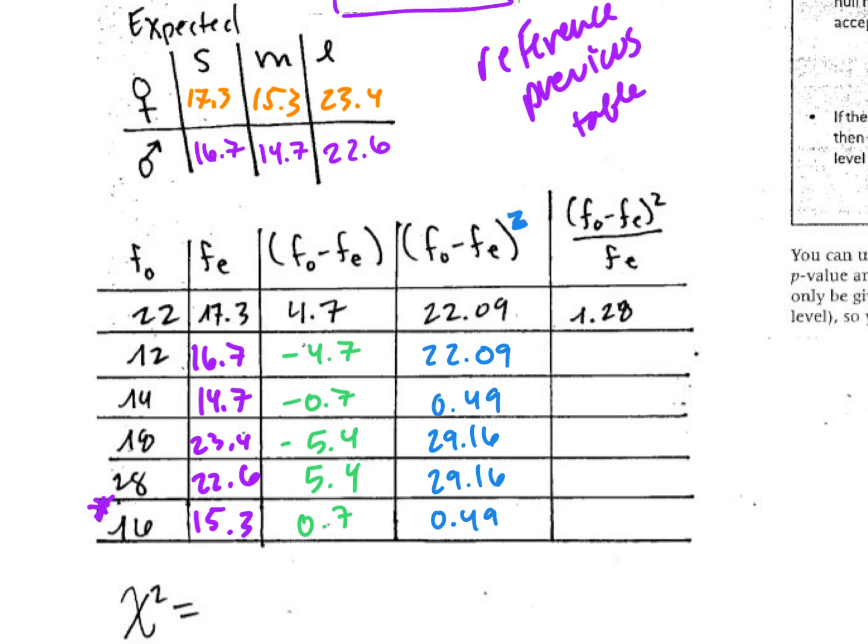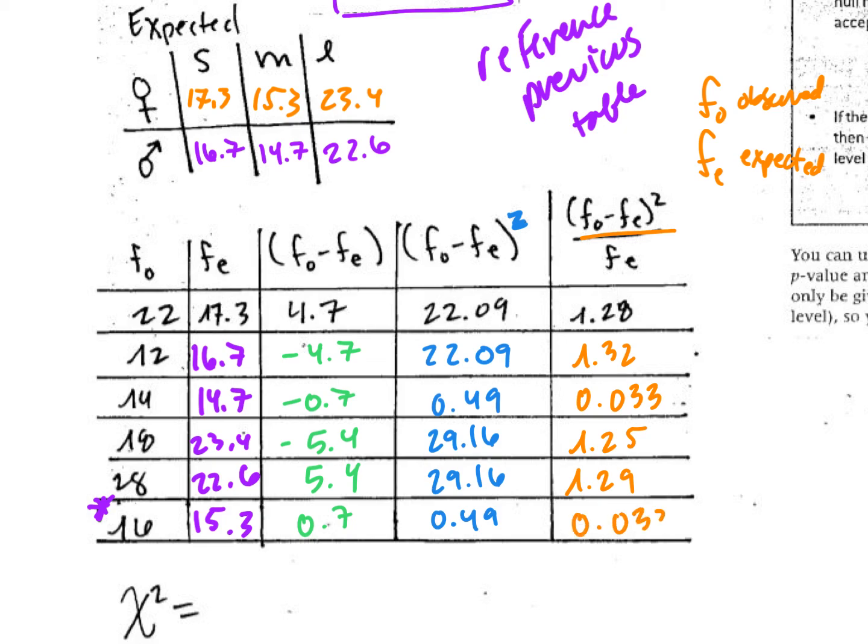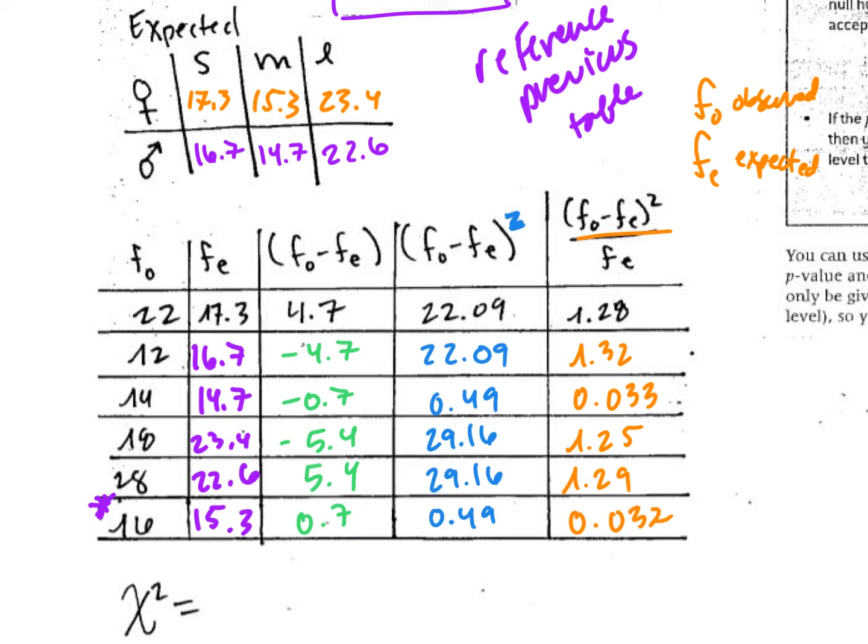Orange. So now I'm going to divide by the expected. So again, remember that f sub e is expected. F sub o is observed. Okay. Oh, I have space to do my French ones. So again, 0.033, 1.25, 1.29. So you had to round these. There were some rounding errors. We're going to have to just work on that more and more and more.